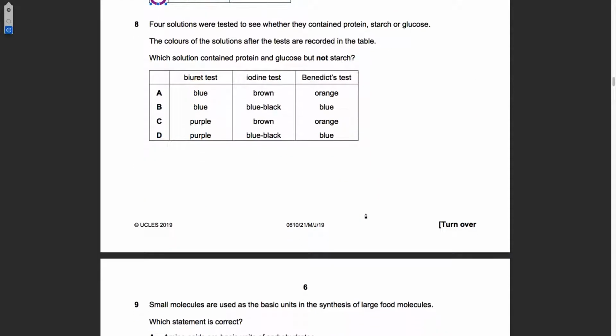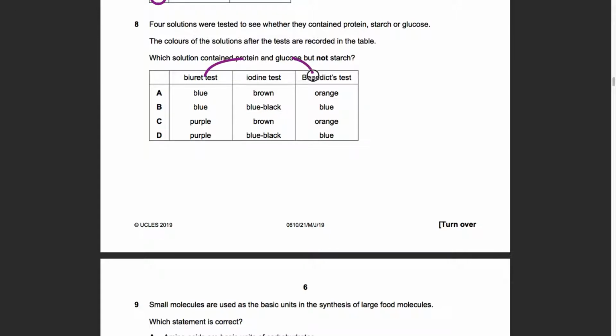Okay, number 8. Four solutions were tested to see whether they contained protein, starch, or glucose. So straight away you should be thinking, this is my food tests or biochemical tests as they're correctly known. It says the colours of the solutions after the tests are recorded in the table. Which solution contained protein and glucose but not starch? So first of all, to get anywhere with this question, you need to know which test is testing for what. So first of all, the Biuret test is the one we use to test for protein.